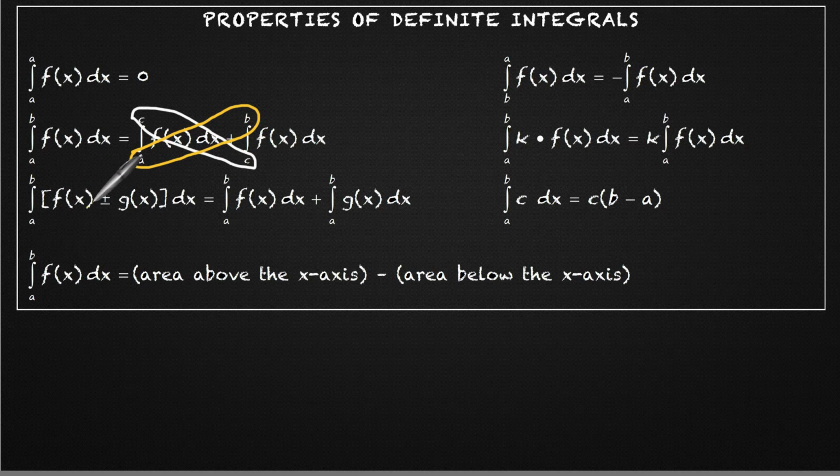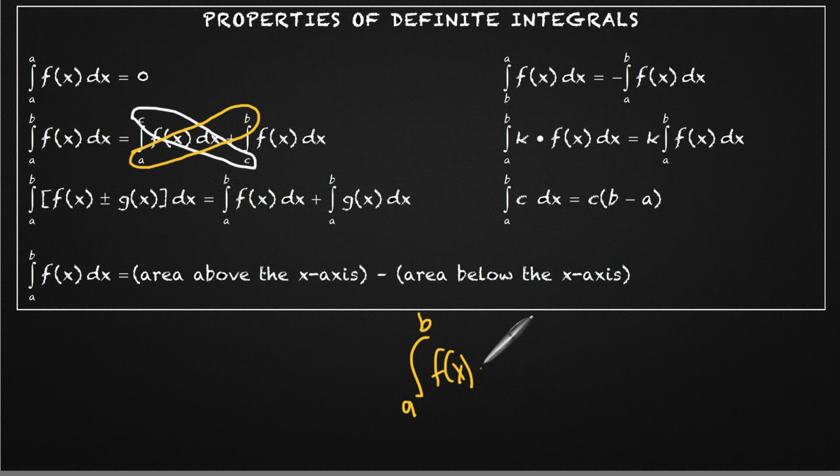Integrating from a to b, f of x plus or minus g of x. You can break it up into the integral from a to b of f of x, so some function, plus the integral a to b of g of x. Notice there is no multiplication rule here, so make sure that you don't do this ever.